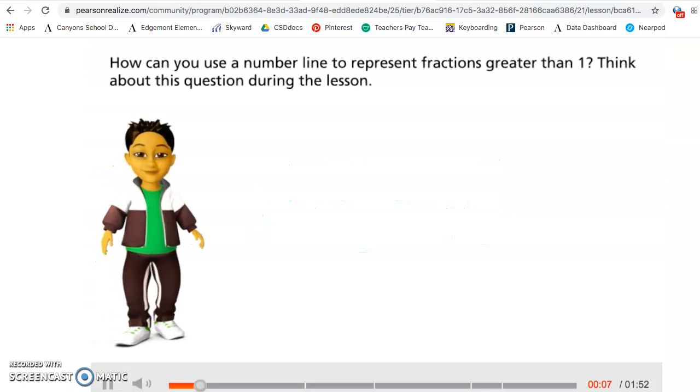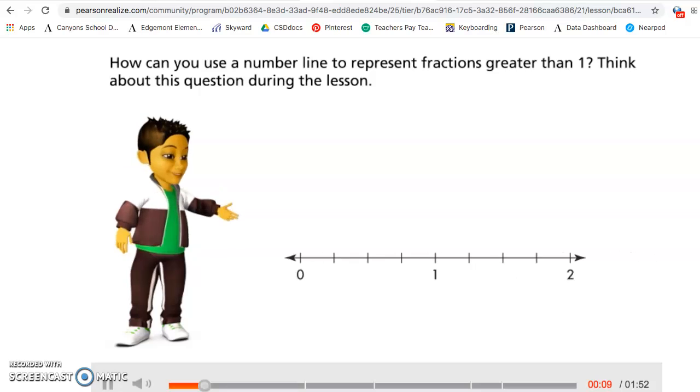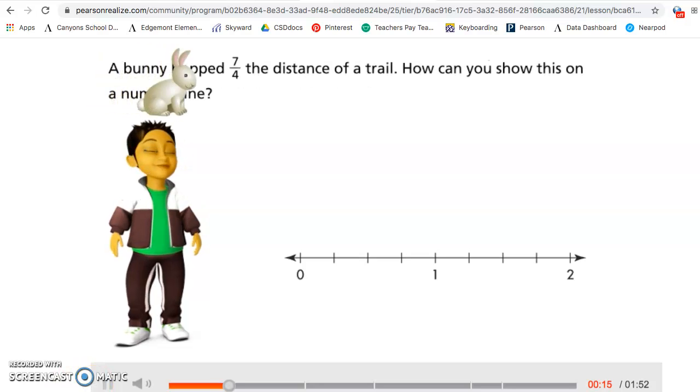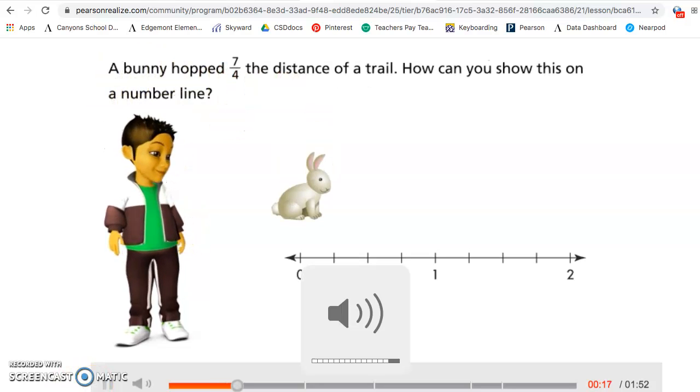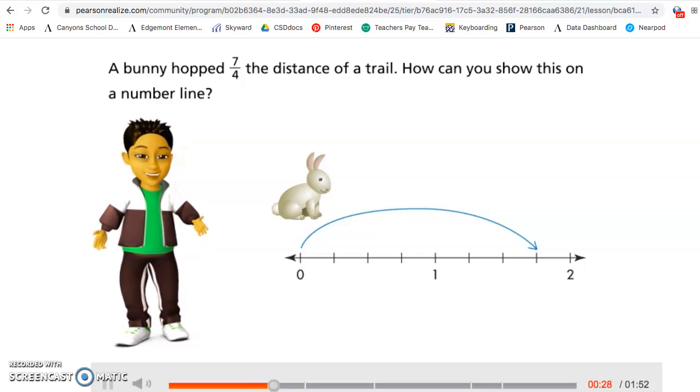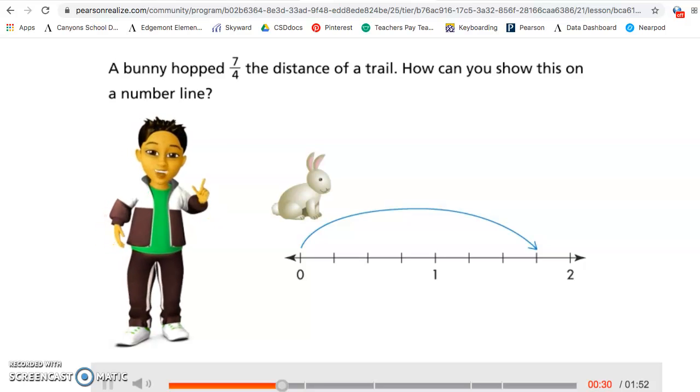How can you use a number line to represent fractions greater than 1? Think about this question during the lesson. A bunny hopped 7/4 the distance of a trail. How can you show this on a number line? Number lines can also represent fractions that are greater than 1.